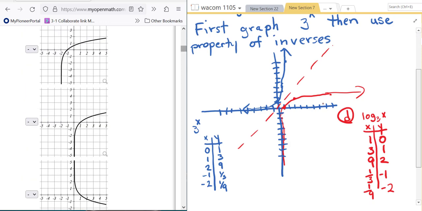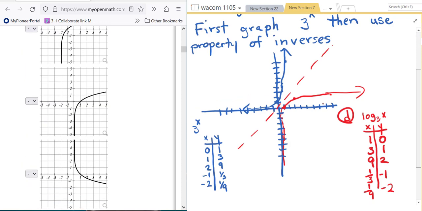This one right here. Okay, and I'll use the mouse instead of my stylus. All right, so this one looks right. You have (1, 0) on there. You have (3, 1). This is the right one. So this was D.